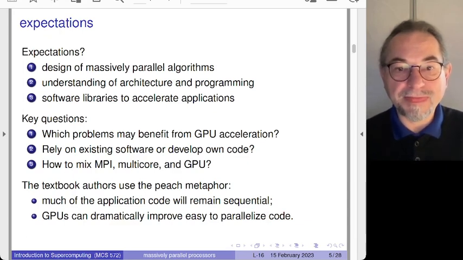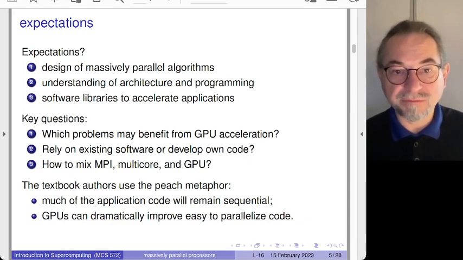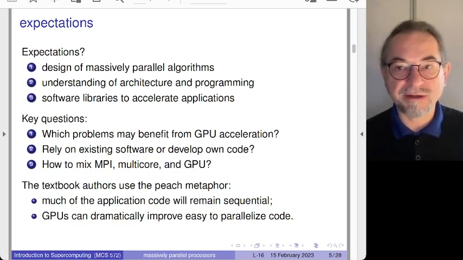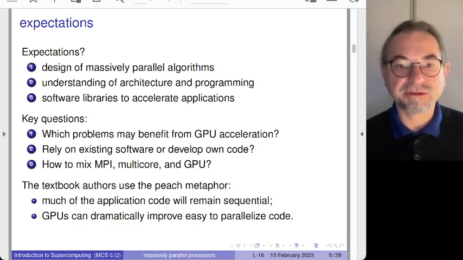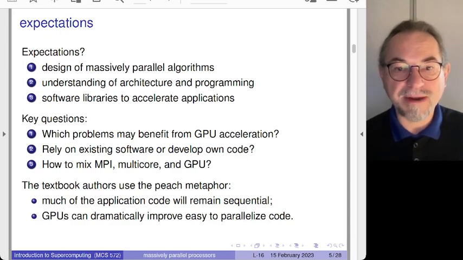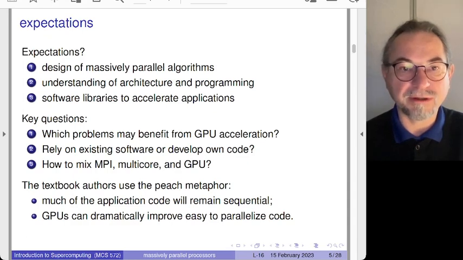So it could still be that there is a lot of the application code that is sequential, but what GPU accelerators can do is, when you identify the computational bottlenecks, then with customized and highly efficient GPU code, you can dramatically improve the performance of the software to solve a particular application.